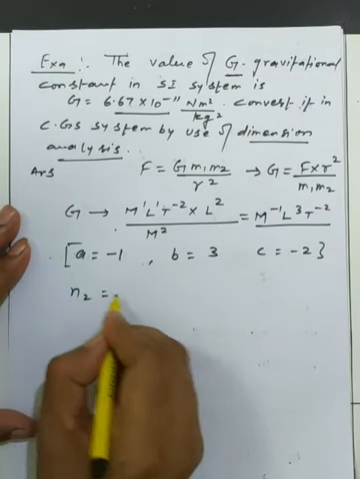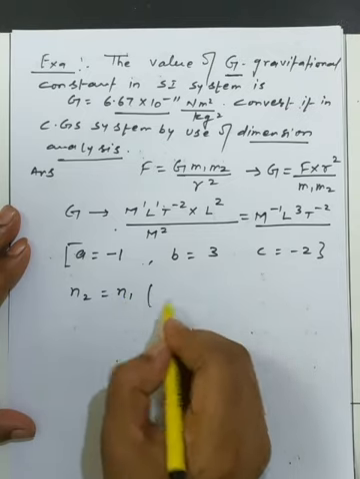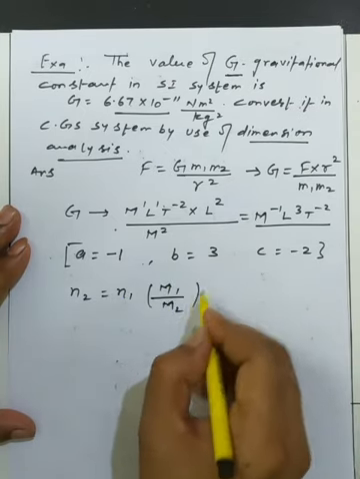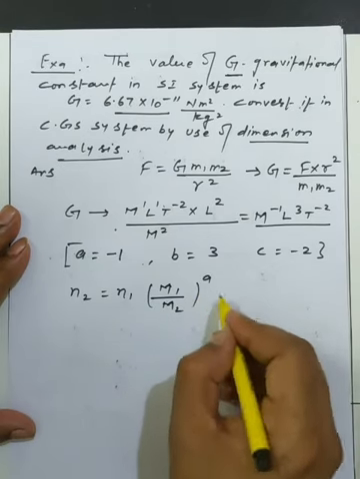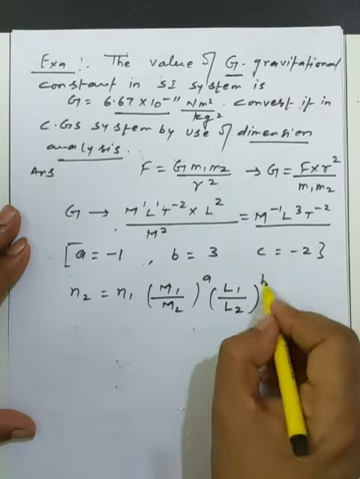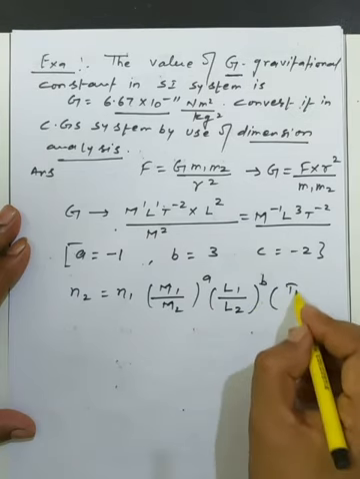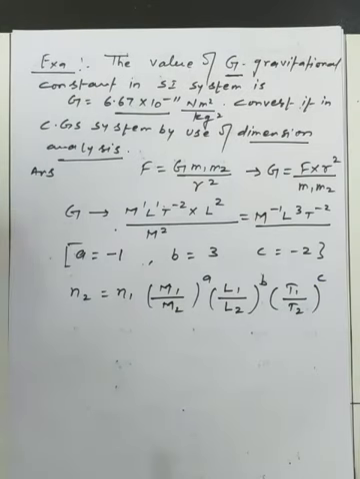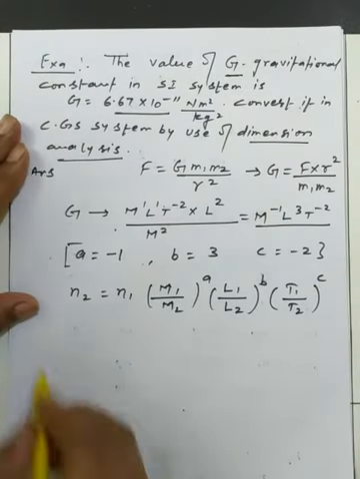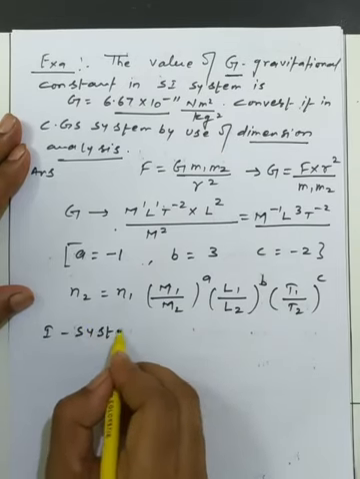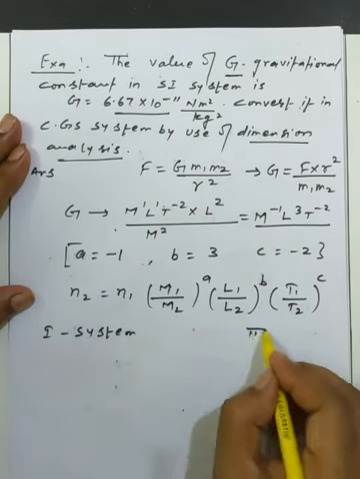The formula we need is N2 is equal to N1 into M1 upon M2 to the power A, L1 upon L2 to the power B, and T1 upon T2 to the power C. So this is the general formula we have. Now what is the first system we have, and what is the second system we have?